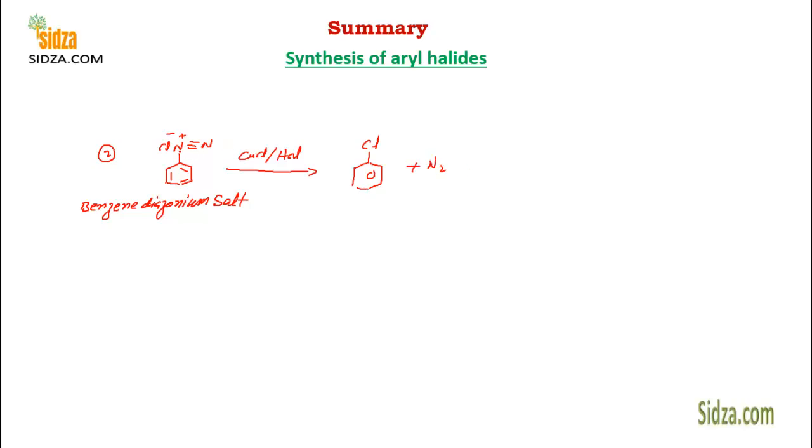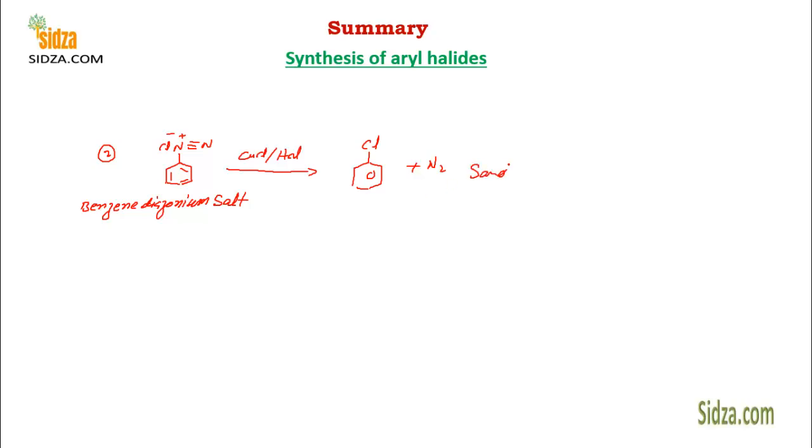The nitrogen atom, which is attached to the benzene, is actually a positively charged atom. It does not have a lone pair of electrons. That's why it's easy to replace this N2 from the benzene diazonium salt directly by reacting with any of these nucleophiles. Okay, so the reagent that we use here is copper chloride and HCl, and this reaction is called the Sandmeyer reaction, right?